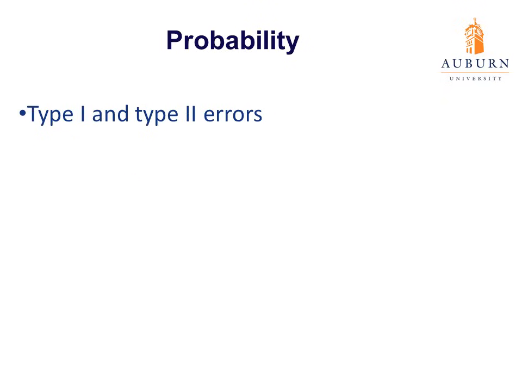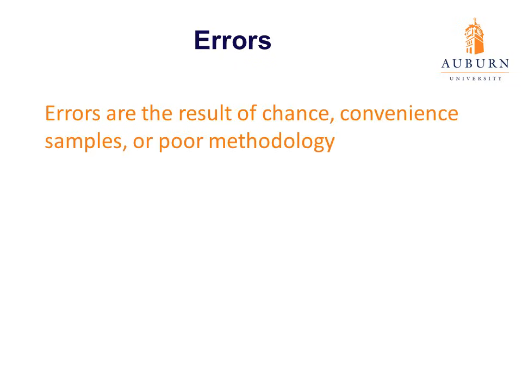If we say we could be wrong, what we're talking about is what we call errors. There are two types of errors that we'll be concerned about in this class: type 1 and type 2 errors. Errors can come from several different sources. Sometimes they're the result of chance, just chance variation in the population. Sometimes they're because we conveniently sample from the population and don't randomly sample. And sometimes it's due to poor methodology or poor research design.